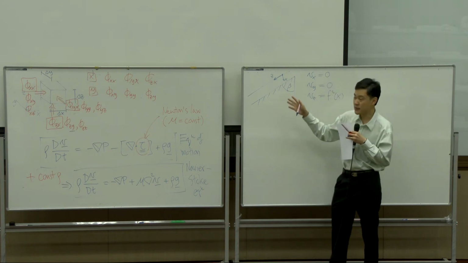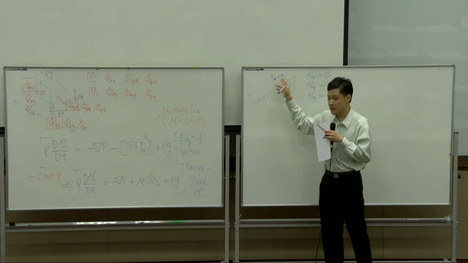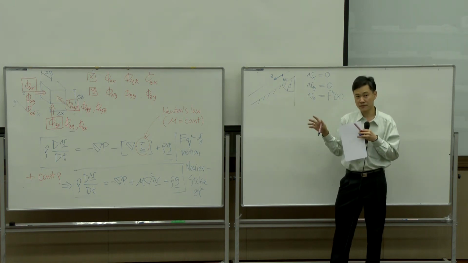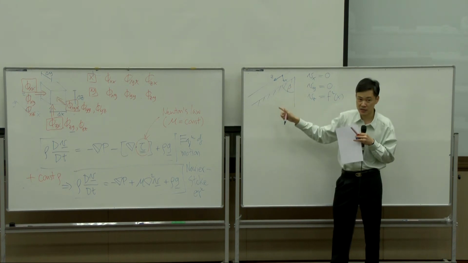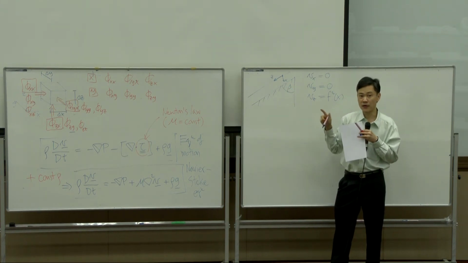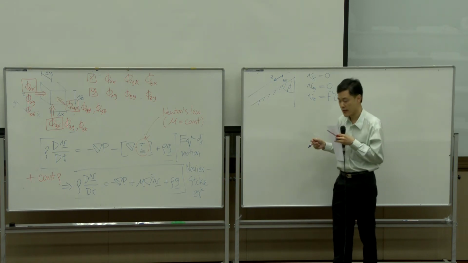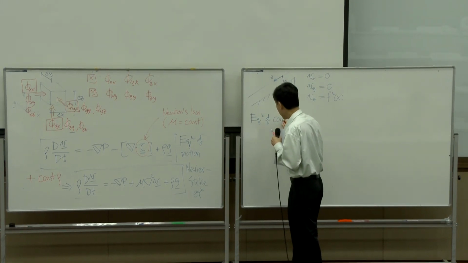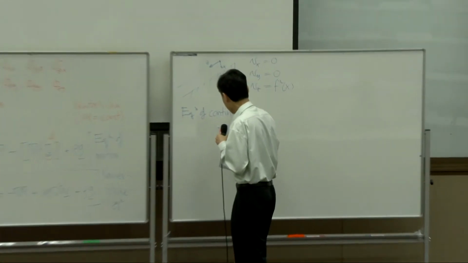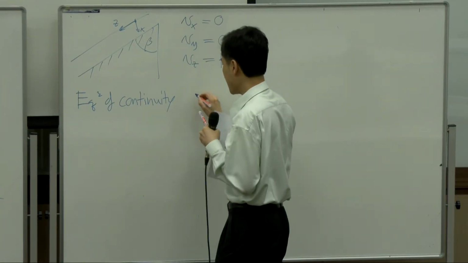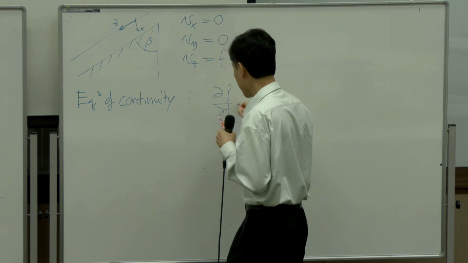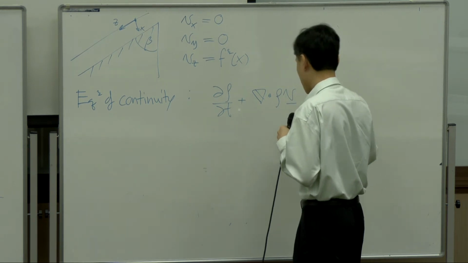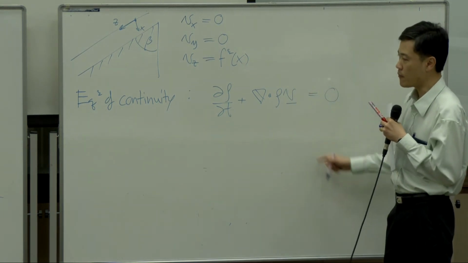As long as your system is a single species running under isothermal condition, no temperature change, one single species, no reaction, you should start by doing a mass balance. So if I start with the equation of continuity, basically d rho by dt plus del dot rho v equals 0. This is the generic form of the equation of continuity.